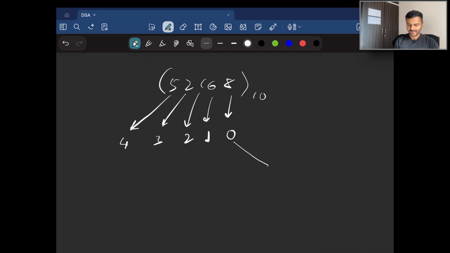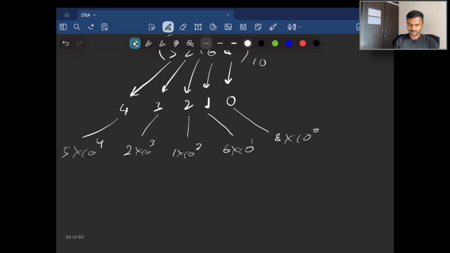Which means the value of 8 here is 8 multiplied with 10 power 0. The value of 6 here is 6 multiplied with 10 power 1. Of 1 is 1 multiplied with 10 square. Of 2 is 2 multiplied with 10 cube. And of 5 is 5 multiplied with 10 power 4. Which means this is 50,000. Then this is 2,000. This is 100. This is 60. And this is 8. And when you add all of these, what do you get?